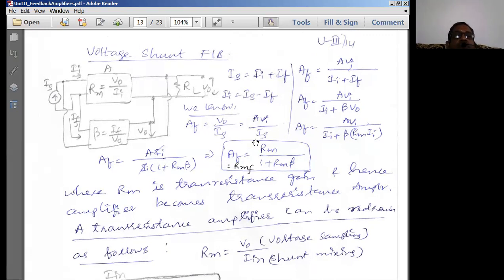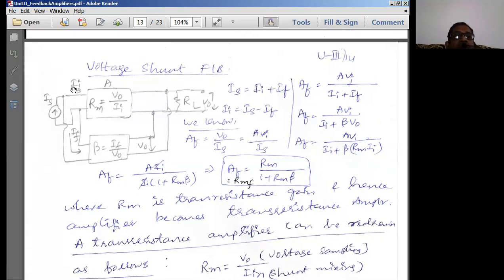Okay. So due to the negative feedback, what is II? II becomes equal to IS minus IF. This I can write from this negative feedback configuration. So from this I can write IS is equal to, taking IF onto the left hand side, II plus IF, which we already discussed.